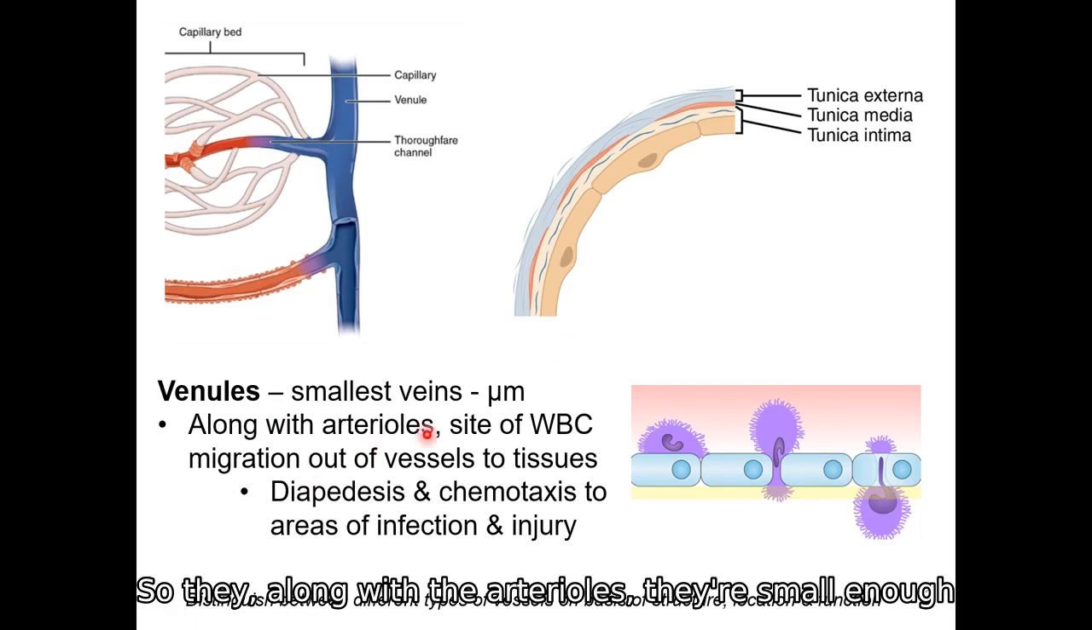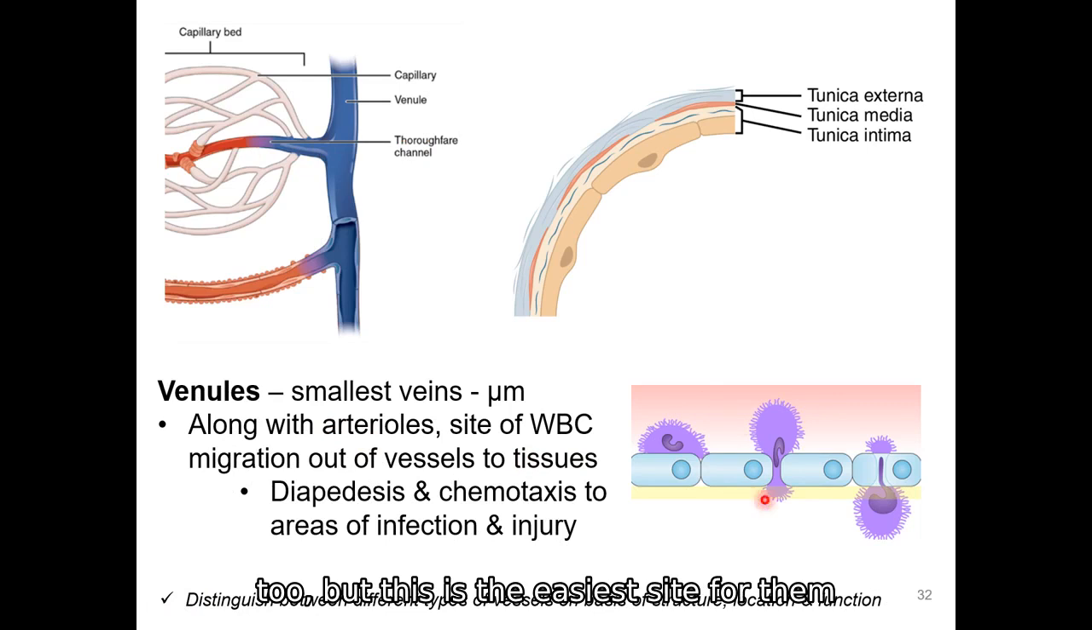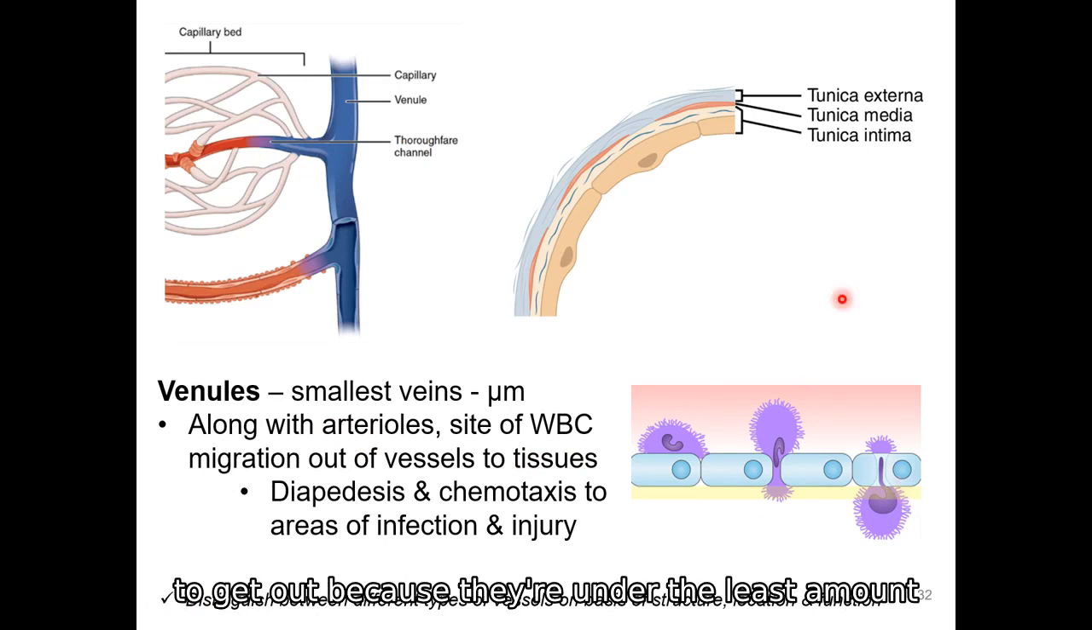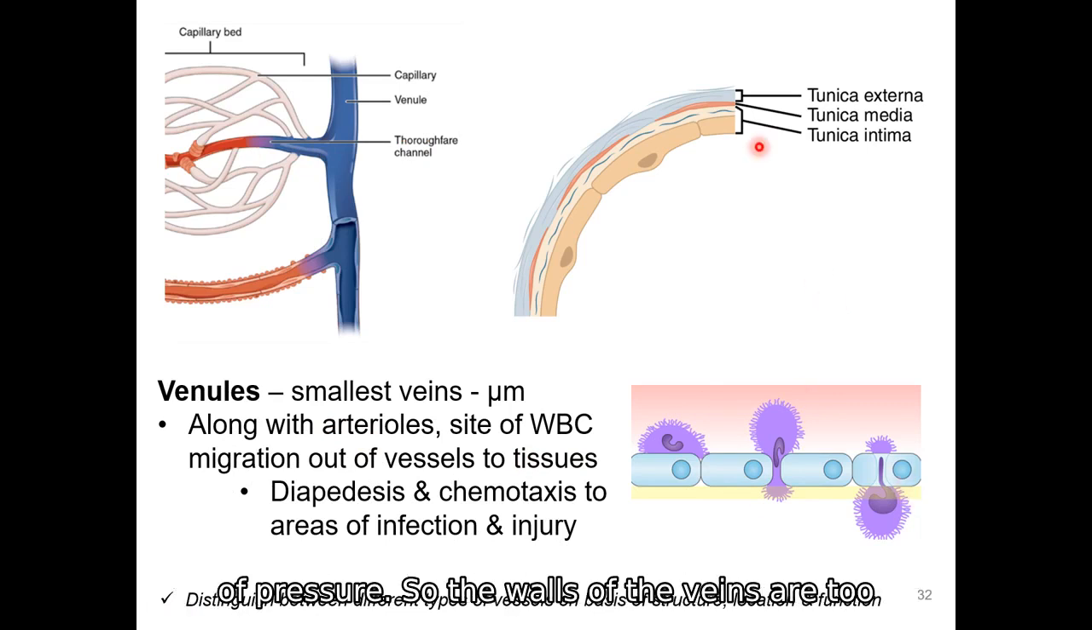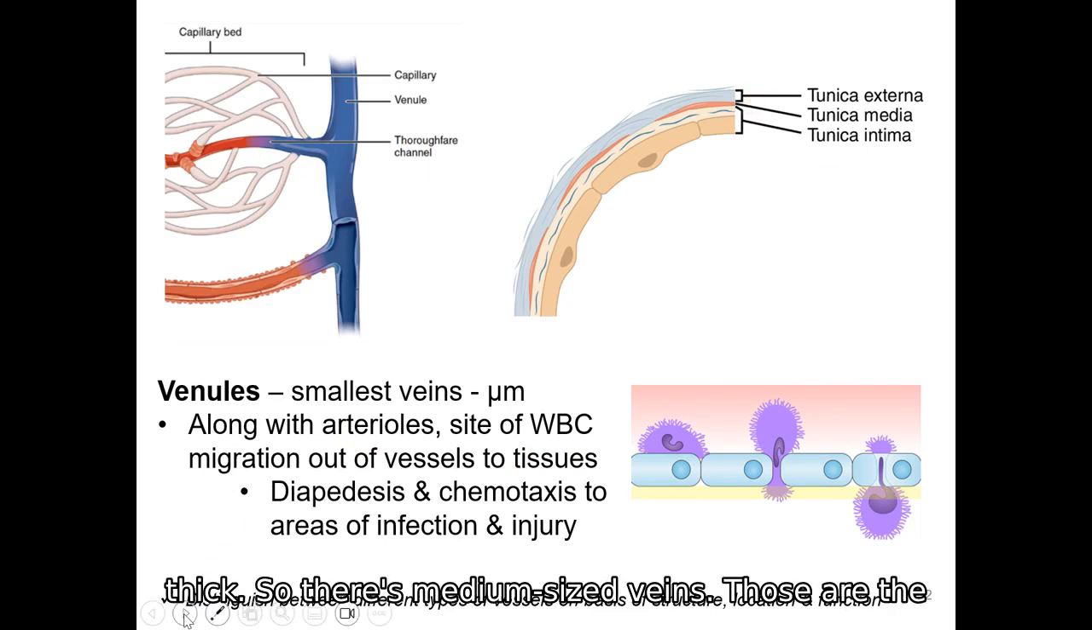So they, along with the arterioles, are small enough too, but this is the easiest site for them to get out because they're under the least amount of pressure. So the walls of the veins are too thick.